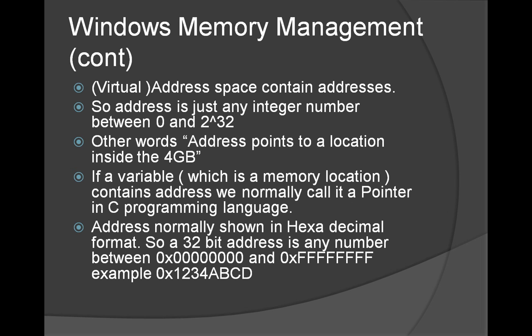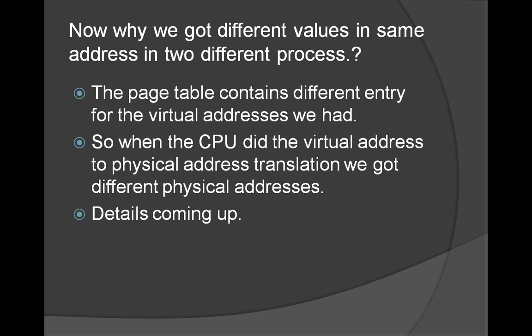As the name suggests, an address space contains addresses. An address is just any integer number between 0 and 2 raised to 32, which is 4GB. If a variable, which is a memory location, contains an address, we normally call it a pointer in the C programming language. Addresses are normally shown in hexadecimal format. So a 32-bit address is any number between 0x00000000 and 0xFFFFFFFF. An example is 0x1234ABCD. This is a hexadecimal 32-bit address. So this is a very quick explanation of the behavior we have seen in Visual Studio in our demo.